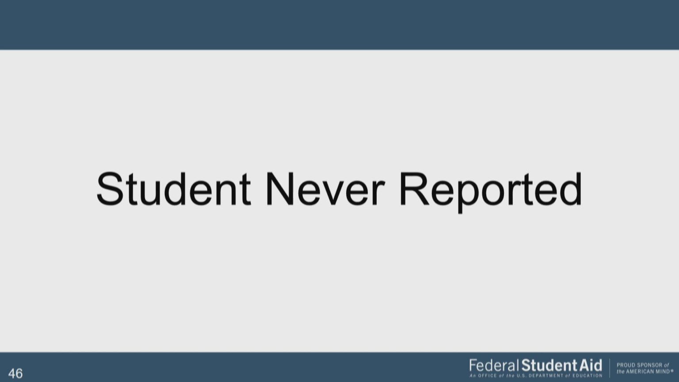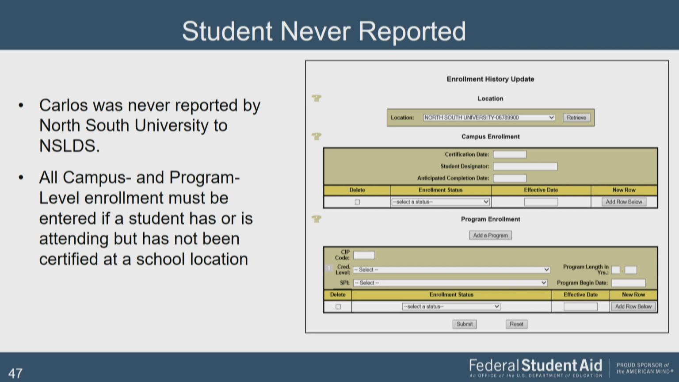All right, the final error that we're going to talk about today is that the student was never reported for whatever reason. It was an oversight, it happens from time to time, and you just want to fix that error. When you have a student that was never reported on in the past, we've got an example here with Carlos. He was not reported on by North-South University to NSLDS up to date.